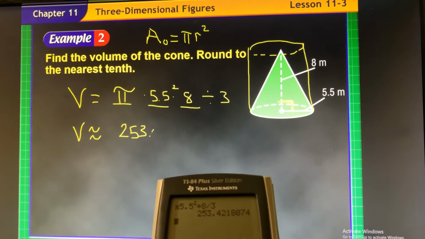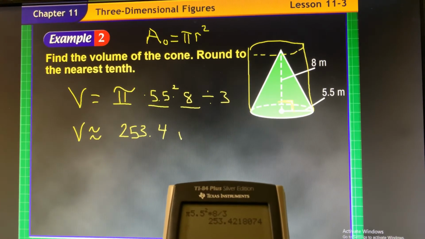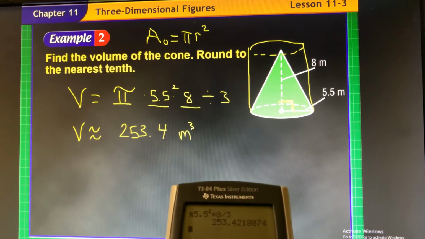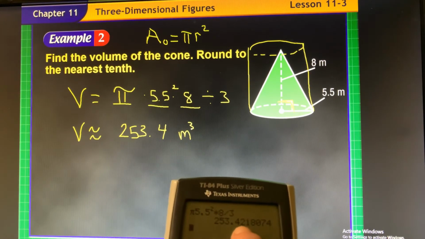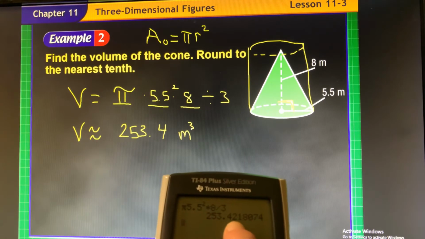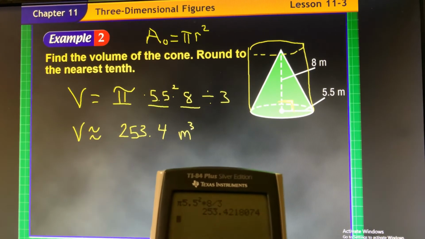253 and 4/10 meters cubed. It stays at 4/10 because the number next to the 4 is below 5. 4 or below, let it go. So you don't round that 4 to a 5.